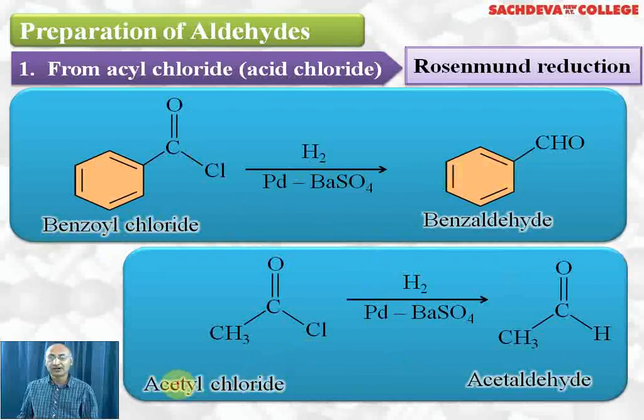If we want to convert acetyl chloride to acetaldehyde, the same method has to be used. Acetyl chloride will react with hydrogen in presence of palladium and BaSO4. The product formed will be acetaldehyde plus HCl as the side product.